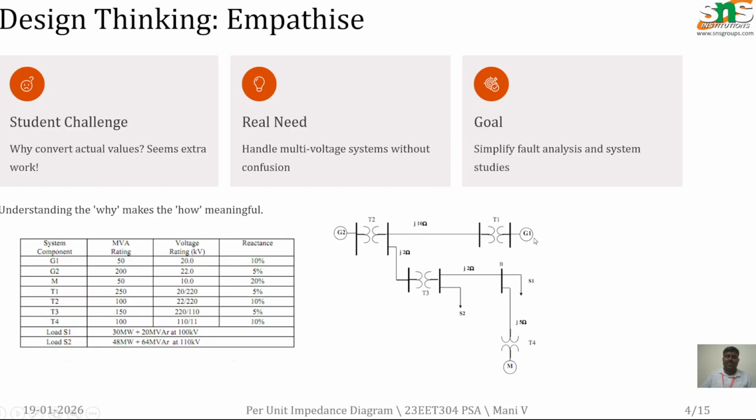The figure consists of two generators, G1 and G2, four transformers, transformer 1, transformer 2, transformer 3, and transformer 4, and one motor which is indicated as M. And how many bus bars are there? Here there is one bus bar, and there are two static loads, that is S1 and S2. For all the generators, motor, and transformers, they are giving some parameters, that is the MVA rating and kV rating. They are also giving the reactance in terms of percentage.